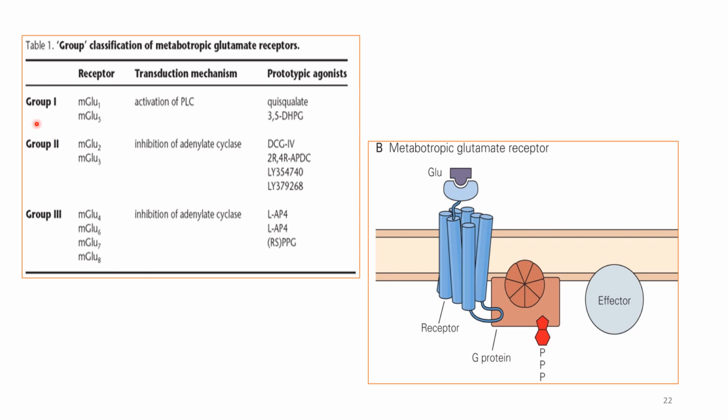And metabotropic glutamate receptors act on the G proteins. See, this is the diagram. This is the receptor. This is the G protein. We have different groups here: 1, 2, 3. Group 1 includes 1 and 5. It will act through the phospholipase C mechanism. Group 2 will act through inhibition of adenylyl cyclase, and group 3 also acts on inhibition of adenylyl cyclase. So group 1 acts through the Gq mechanism. Groups 2 and 3 act through the Gi mechanism.